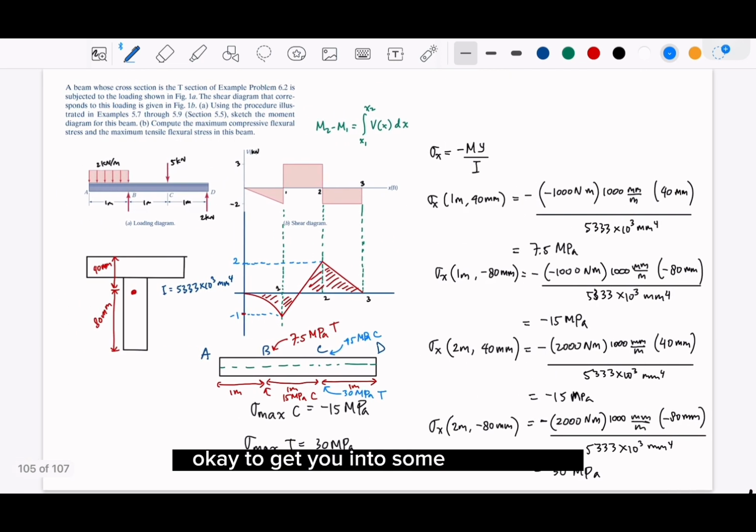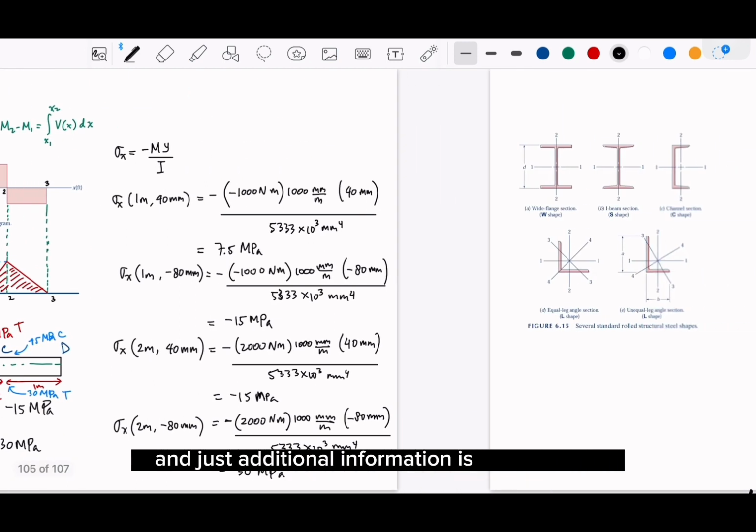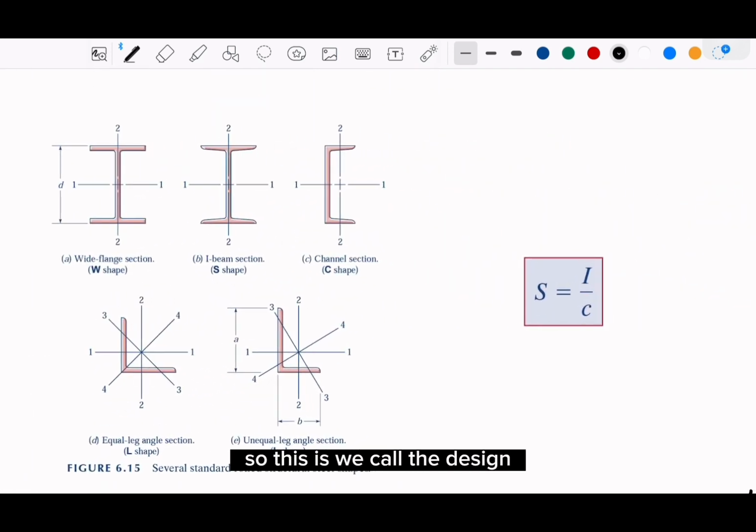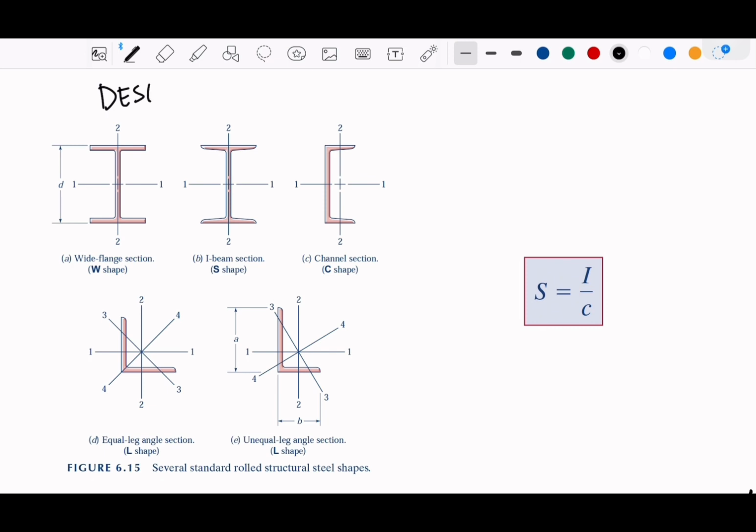Okay, to get you some quick notes and just additional information, we have this. Okay, so this is what we call the design of beams for strength.